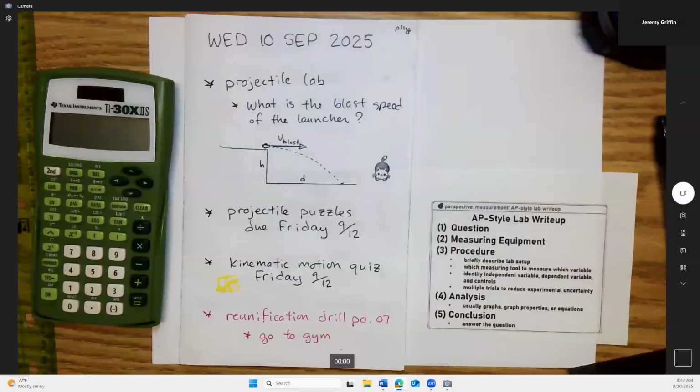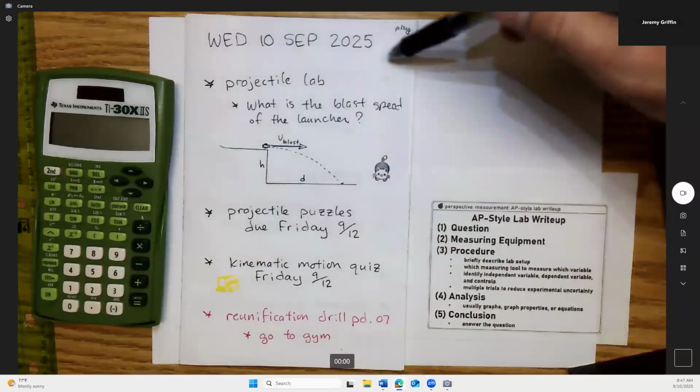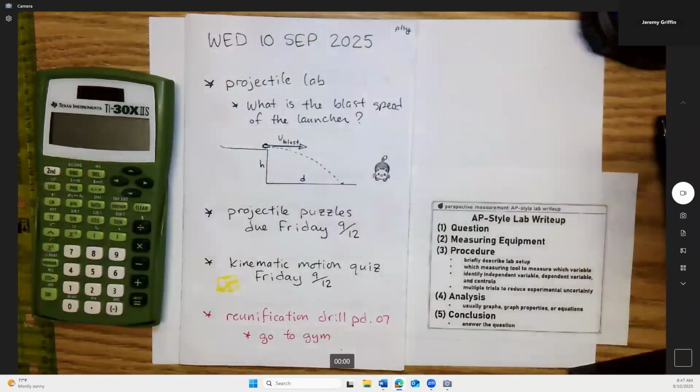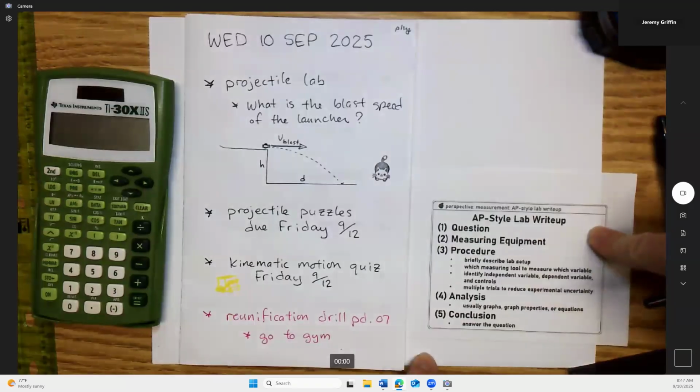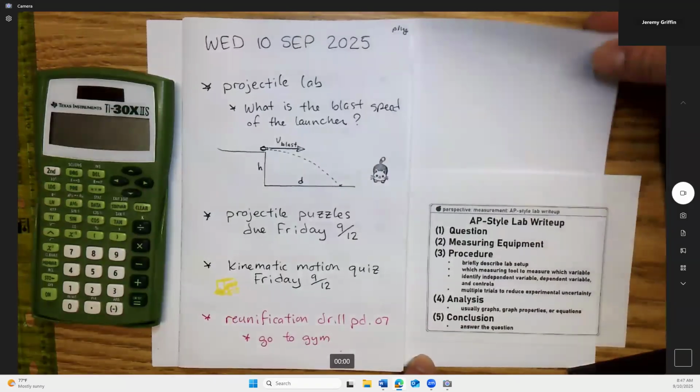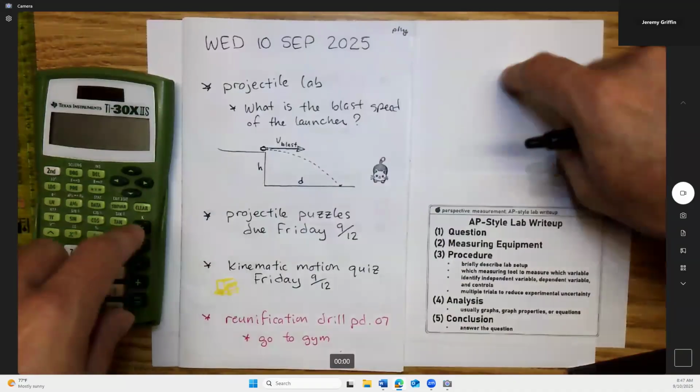Recording's rolling. It is Wednesday, September 10. So, Projectile Lab Day. Let me remind you guys what we're doing before we go up there. Everybody has a computation on their desk. Everybody has the paper. Okay, we'll look at that here in a minute.